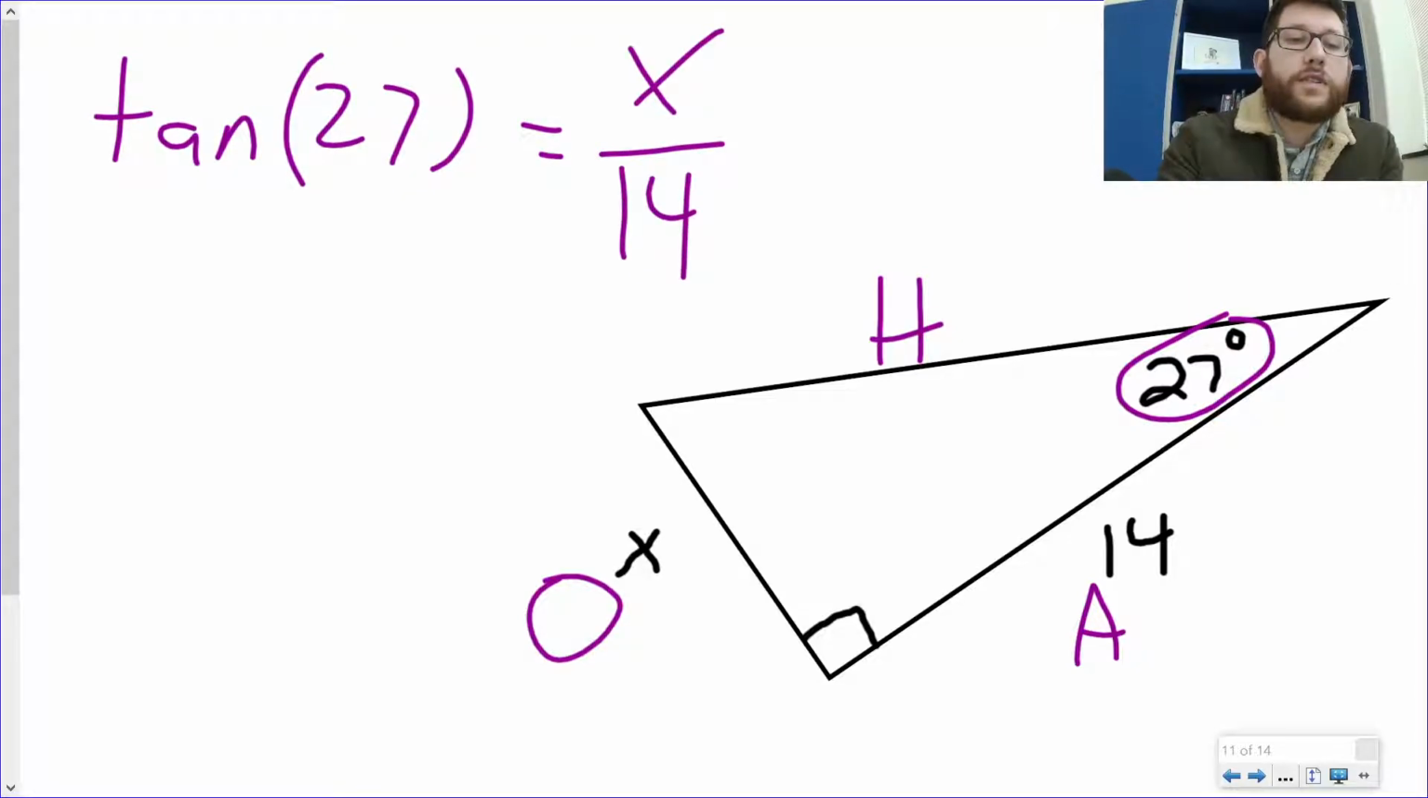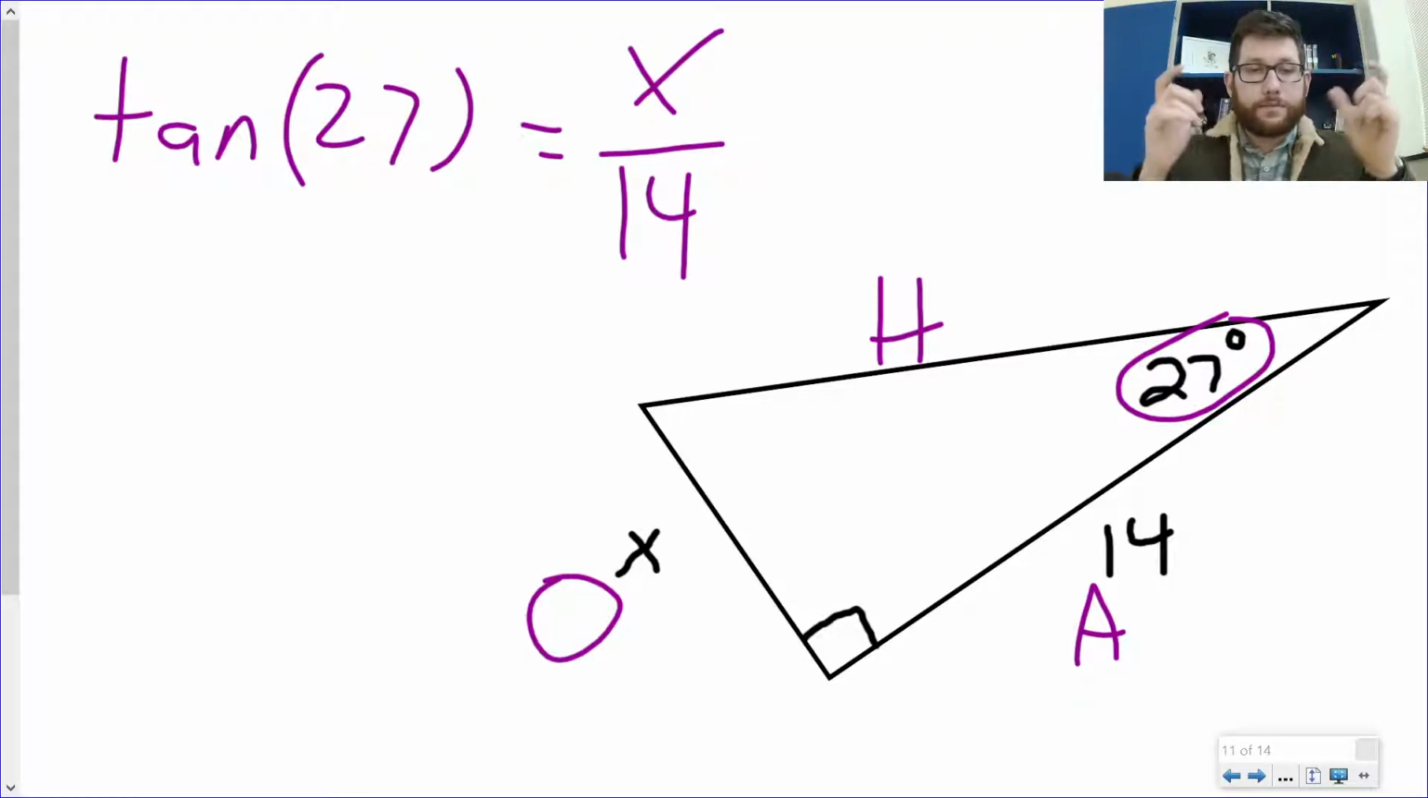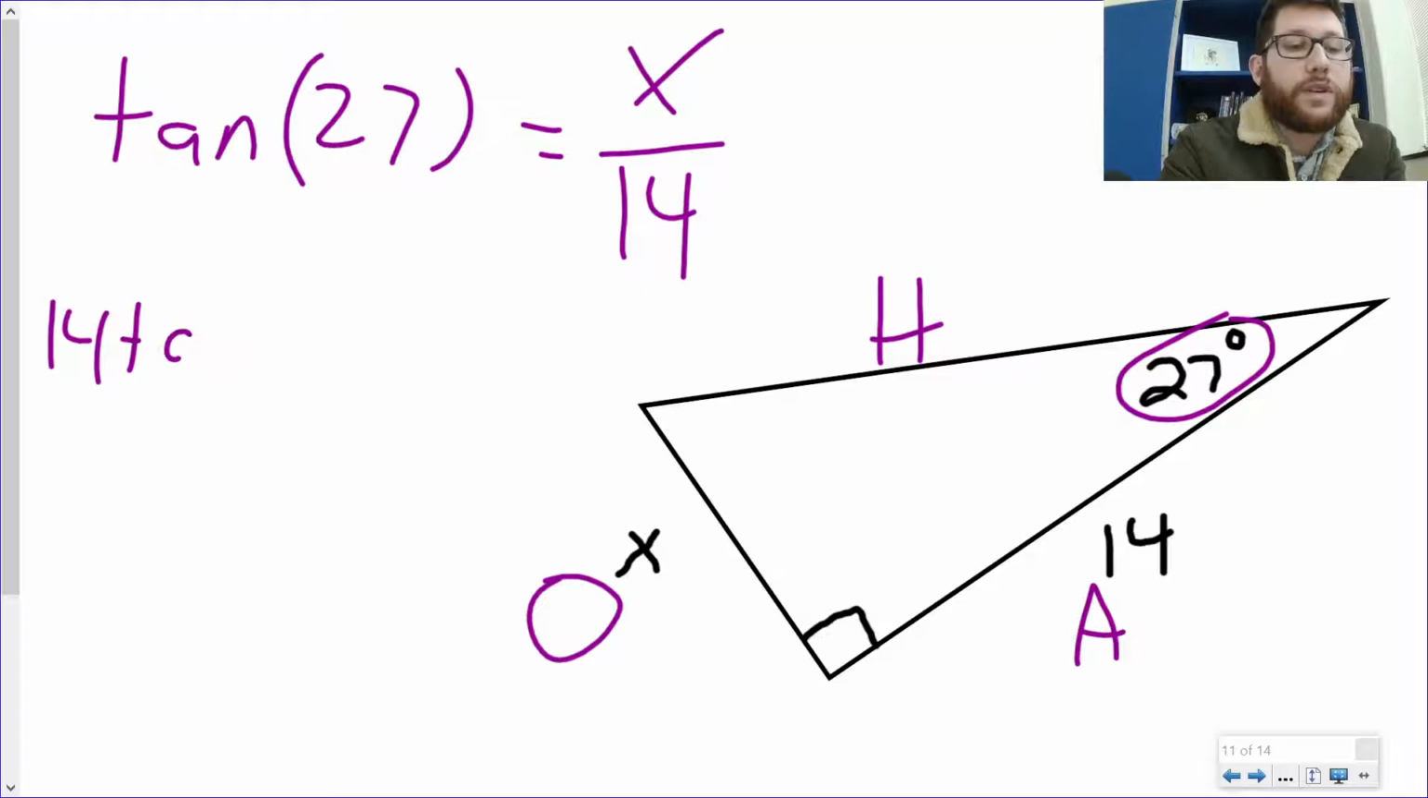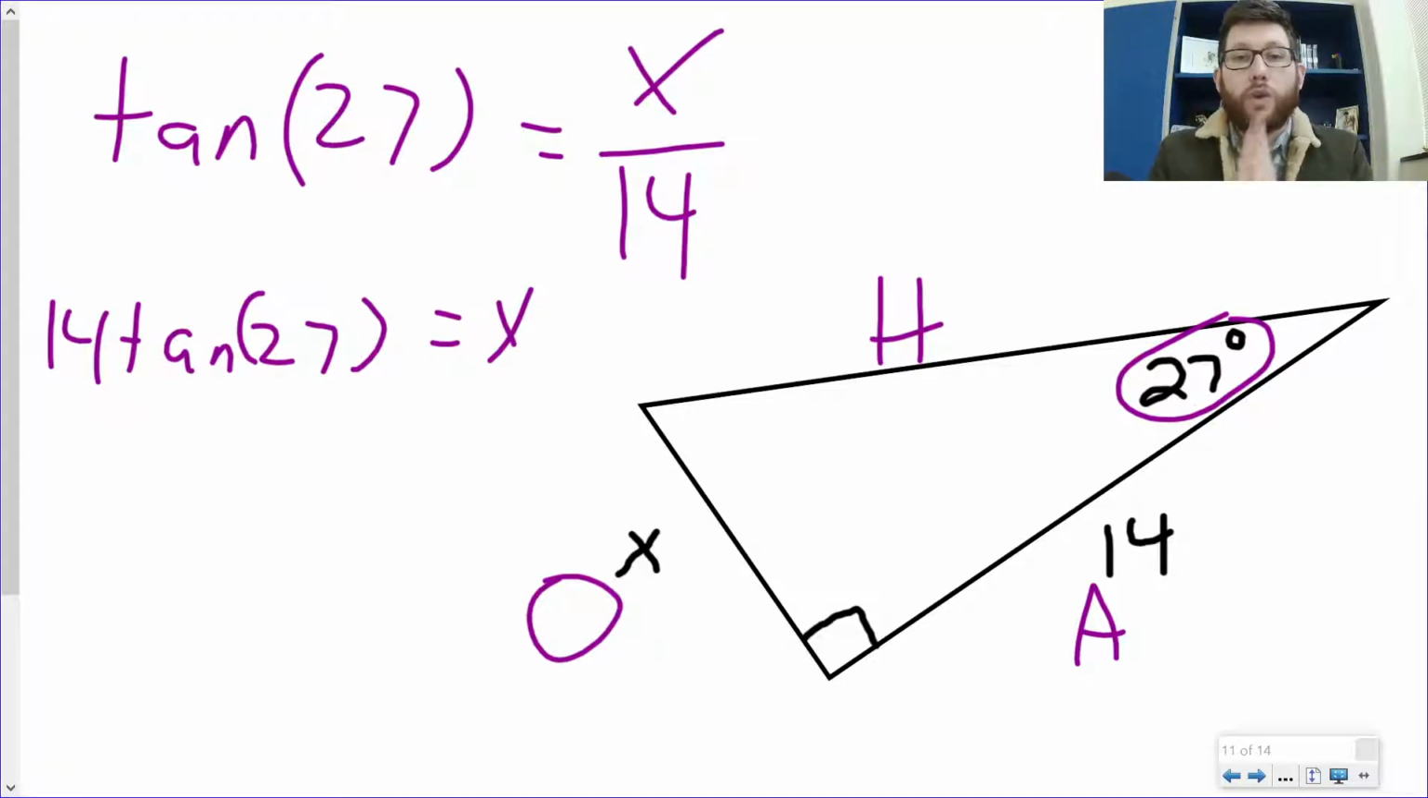Before I try to solve these, I would absolutely always set this up right here. If I don't set this up, I'm going to get some of them wrong because I don't end up knowing which way to solve, whether I multiply or divide. All right, x is on top in this case, so to solve for that, I'm going to multiply both sides by 14. So I would end up plugging 14 tan 27 into my calculator. Now remember, with your calculator, you're going to get the wrong answers if your calculator is not in degree mode.